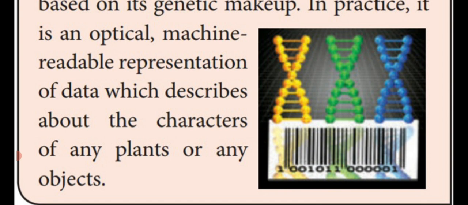See the diagram. At the top they have given double-stranded DNA, that is chromosomes. These chromosomes contain the genes. The position of the genes is known as loci, and the character they are transferring is denoted by the code, known as the barcode.